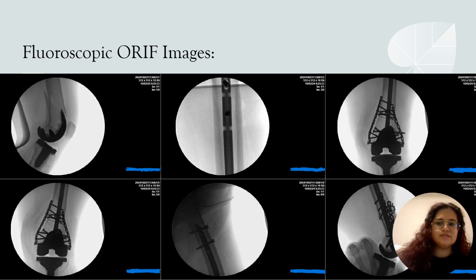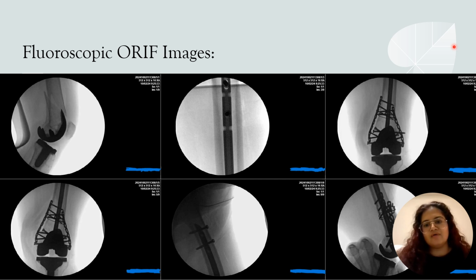Here we have some of the images that were used during fluoroscopy in the ORIF. From left to right on the top, we have the first image of just the total knee replacement. In the second image, we have the femoral nail that was placed in to make sure it's in the medullary cavity and how far down it needs to go within the medullary cavity.